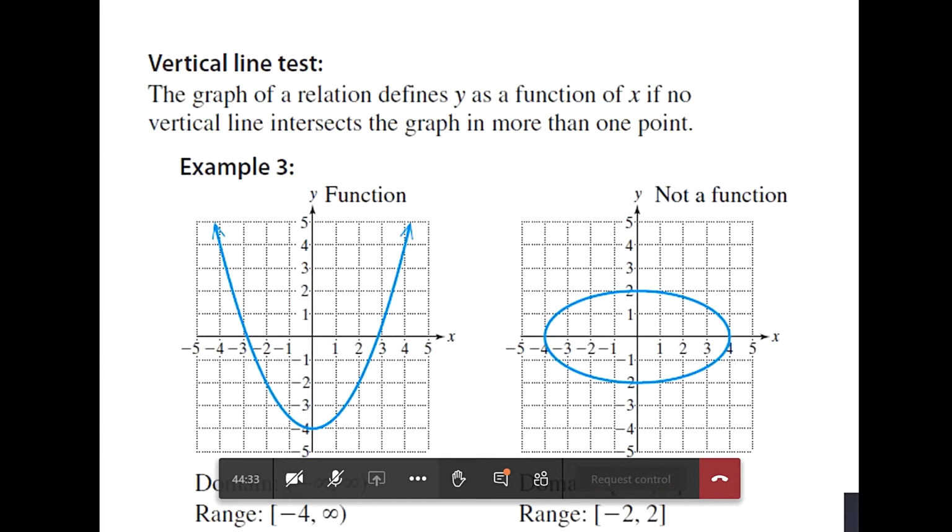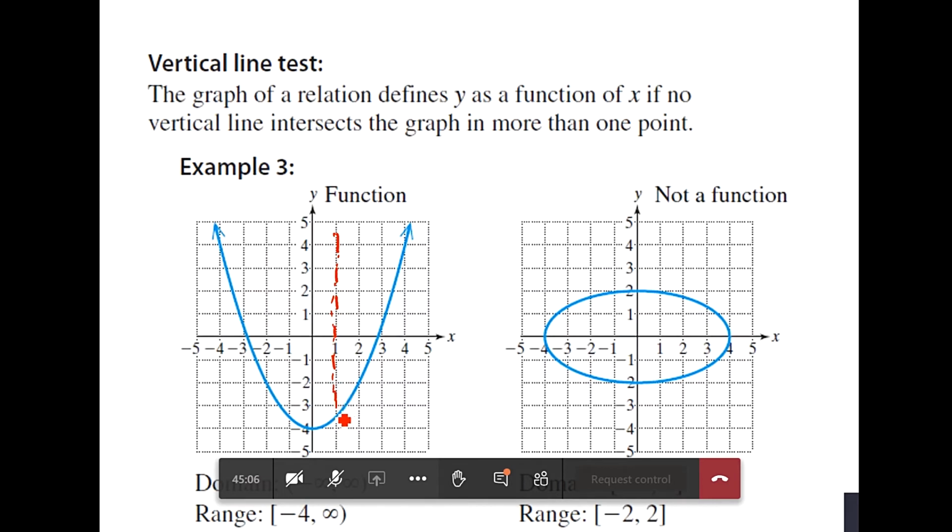Also, we have the vertical line test. From this test, we can know the graph is function or not function. We can determine if the graph is a function or not. How can we apply this vertical line test? Look at this vertical line test in the red.